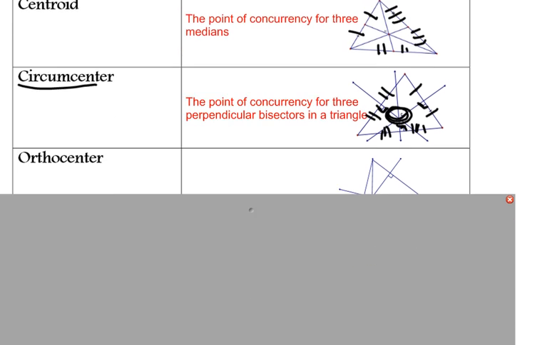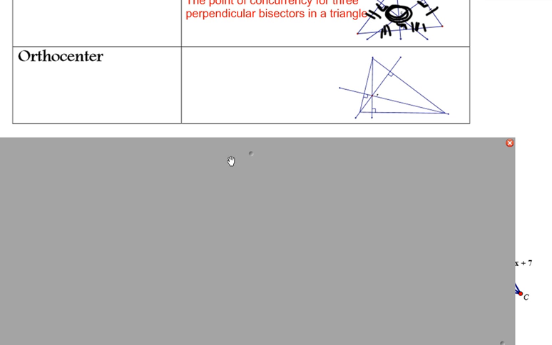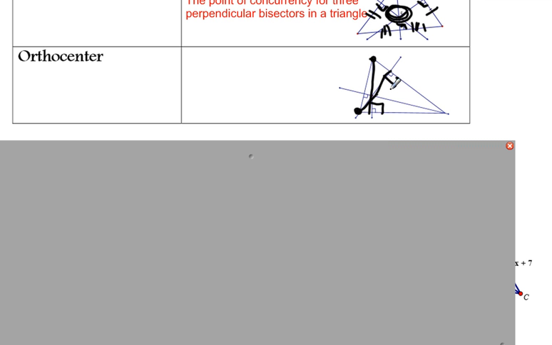The last point of concurrency is the orthocenter, and that's where three altitudes intersect in a triangle. So altitude, remember, is a vertex to the opposite side at a right angle. That point here is called the orthocenter. As soon as you see the word orthocenter, automatically mark where your right angles are.